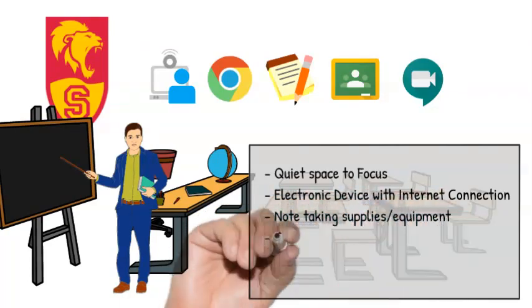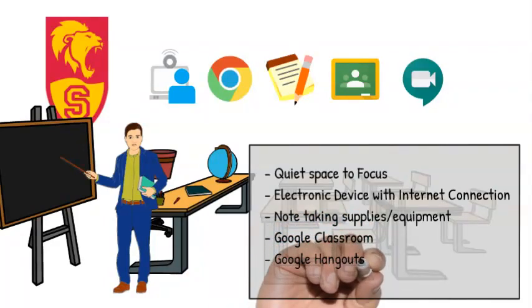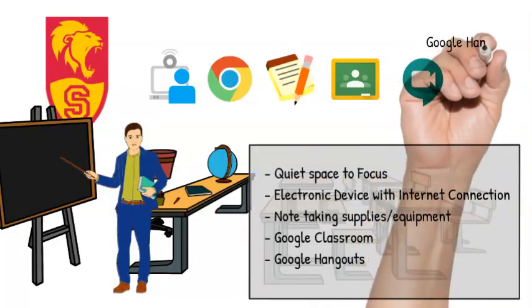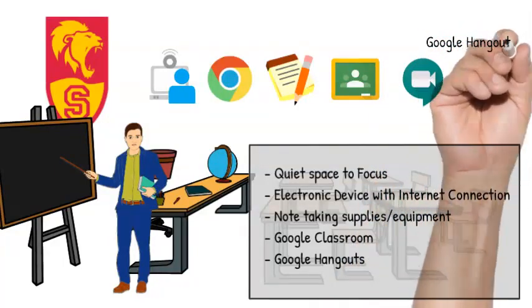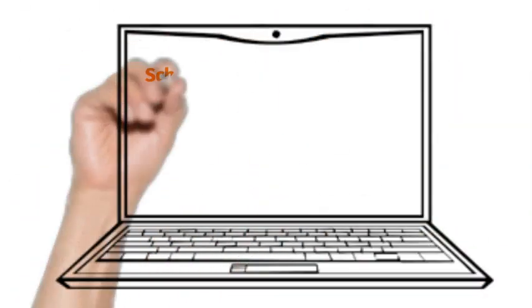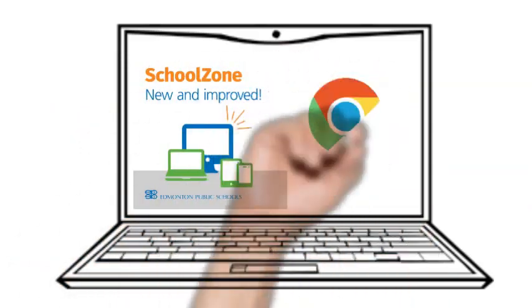If you do not have access to an electronic device with an internet connection, be sure to contact your teachers by email to inform them of this so that we can make alternative arrangements with you before instruction begins. Finally, be sure to check School Zone as well as the SCN school webpage frequently for important updates and information.